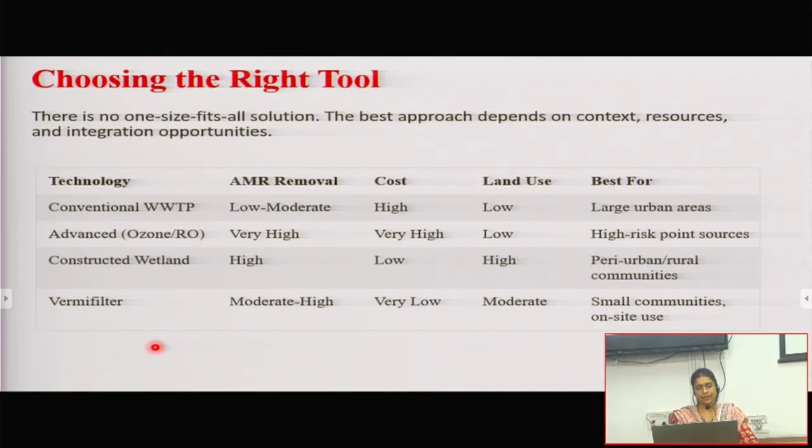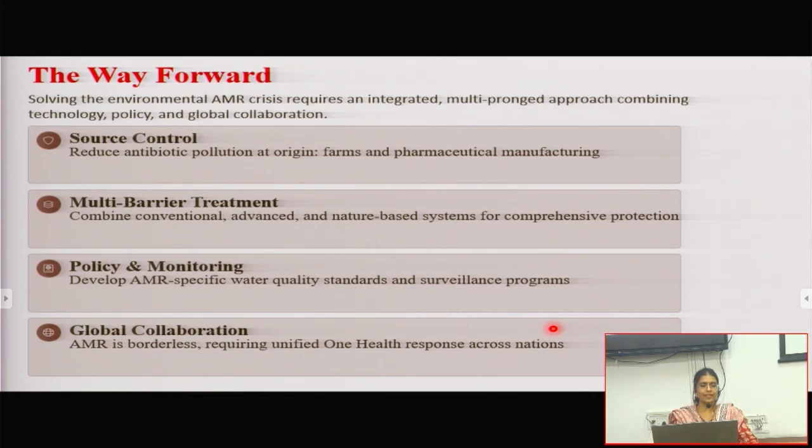Vermifilter, again, moderate to high removal, cost low. Land use requirement is also less, so for small communities, on-site use, it can be used. So what's the way forward in solving such crises, that is AMR-related crises? Again, I come to almost the same take-home: it requires an integrated approach. That's again the reason why we keep coming back to the One Health concept, in which just one solution cannot be the answer. It has to be an integrated approach between multiple components.